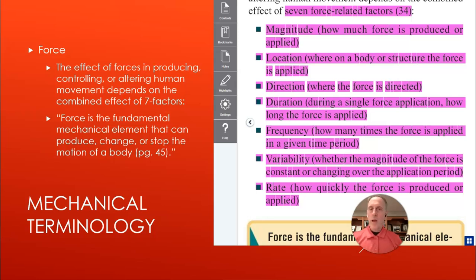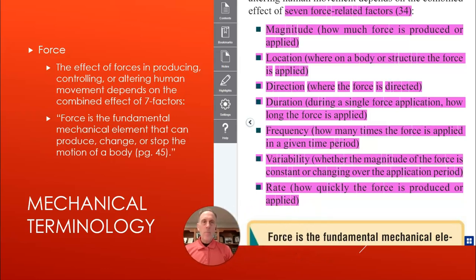And these are over here to the right. I just kind of cut and pasted it right out of the book and slapped it in there for you guys to review. But it's magnitude, location, direction, duration, frequency, variability, and rate.